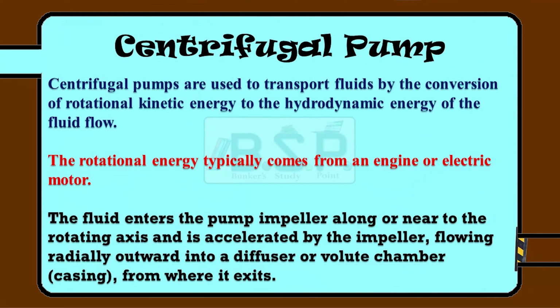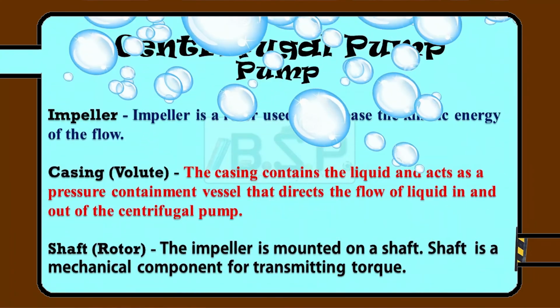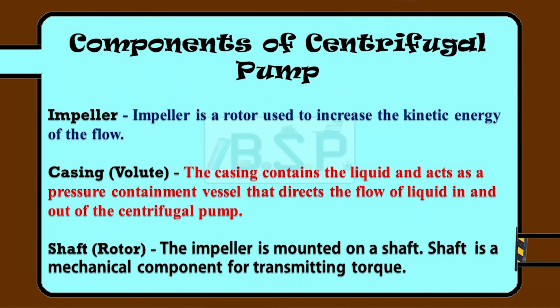Centrifugal pumps are used to transport fluids by the conversion of rotational kinetic energy to the hydrodynamic energy of the fluid flow. The rotational energy typically comes from an engine or electric motor. Let us now study about the parts of centrifugal pump.